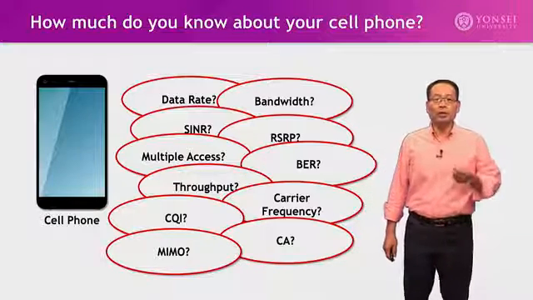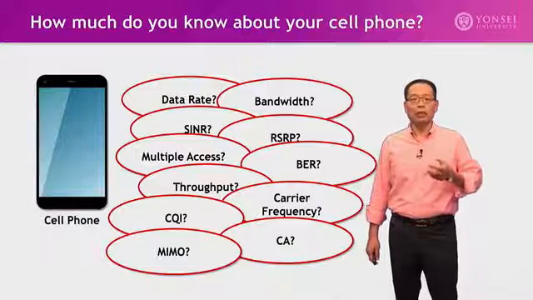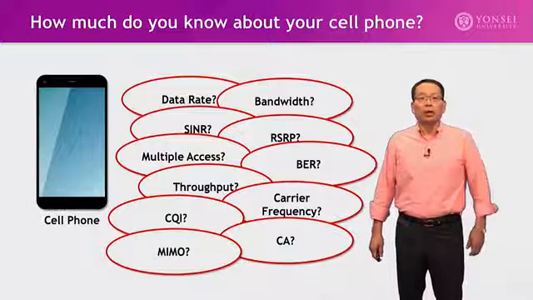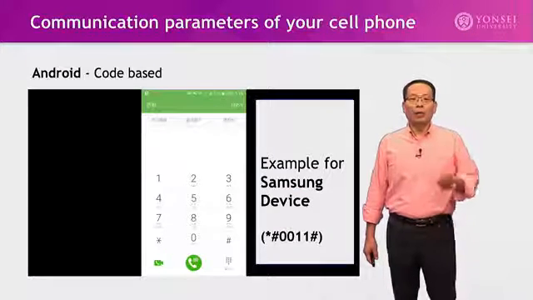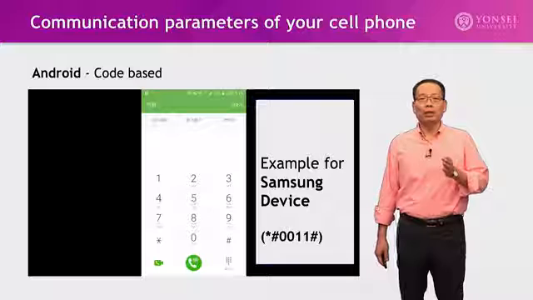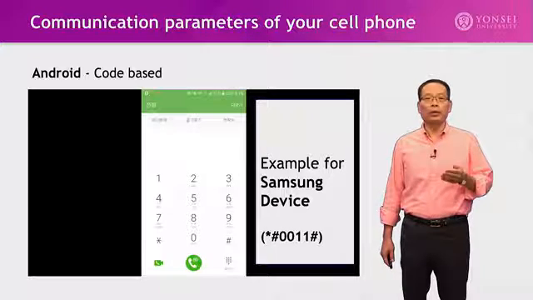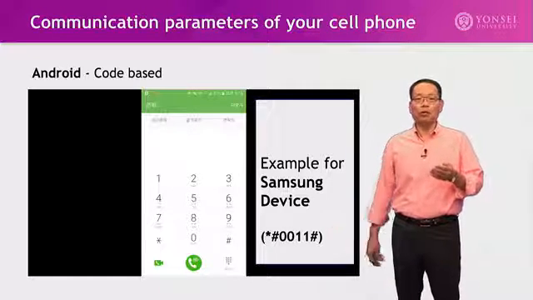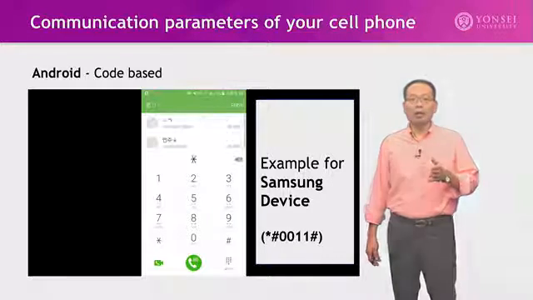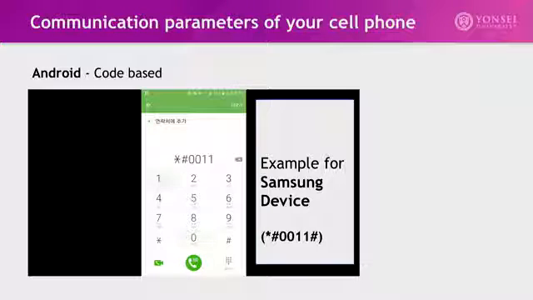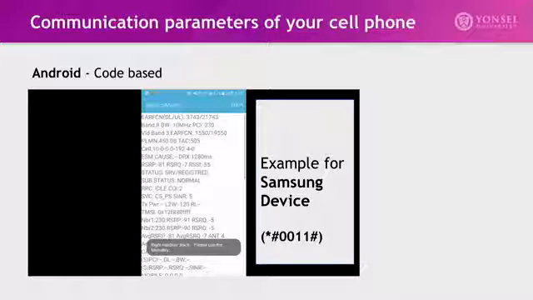Actually, you can see these parameters easily in your own phone. Please pick up your phone. I'll tell you how we can see those parameters in your phone. This short video is an example of a Samsung device. Please type *#0011#. Then you will see this screen. This information tells you communication parameters of your phone.